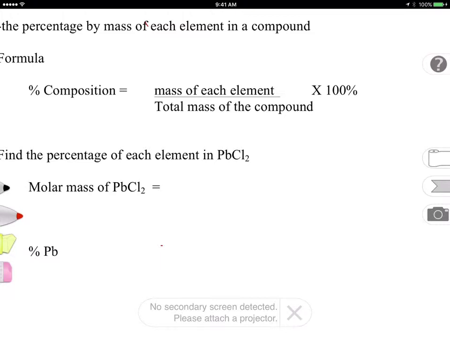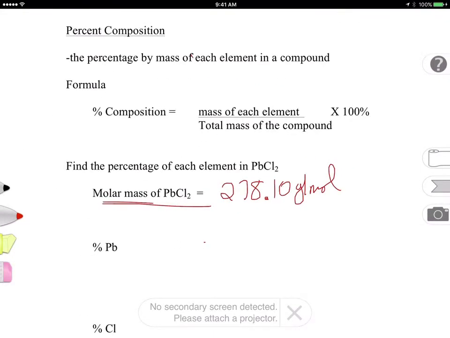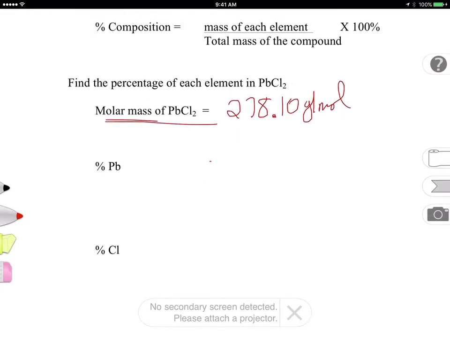So first thing we have to do is figure out this lovely molar mass of PbCl2. Okay, so that's just what I just went through, and that's going to be 278.10 grams per mole. Again, I'm going out to 2 decimal places when I do my molar masses. Okay, and so here we go.